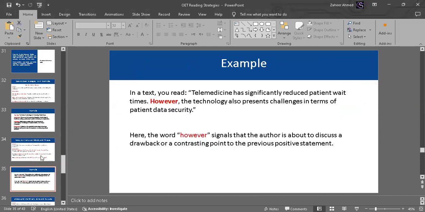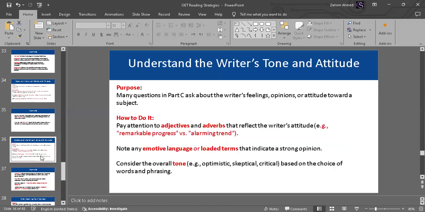So in a text you read, "Telemedicine has significantly reduced patient wait times. However," now you see there is a counter word that signals the author is about to discuss a drawback of it. So maybe in the previous question, you have seen options: one giving a positive impression, one giving a negative statement, one giving a mixed statement, and one giving something else. So you decided only by looking at the positive part of it, you did not look for the negative part of it. So when you see such language, you need to be careful.